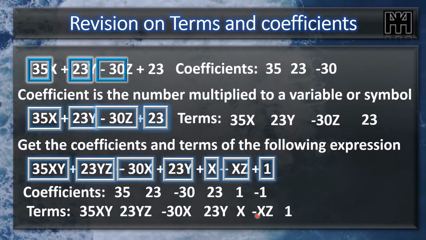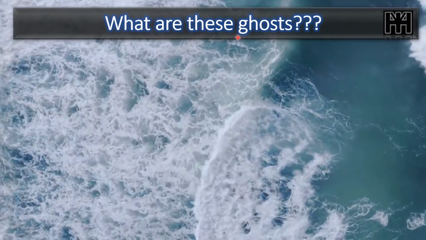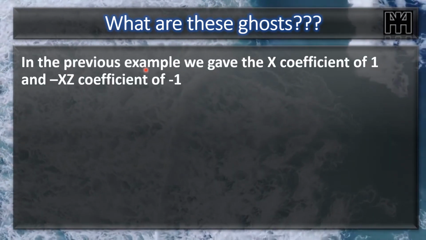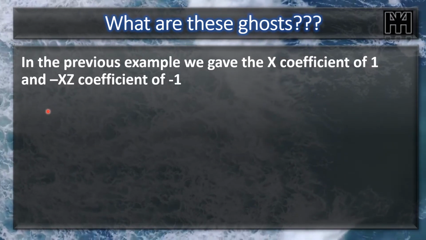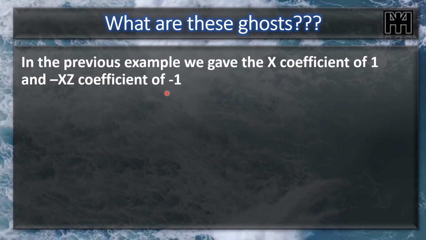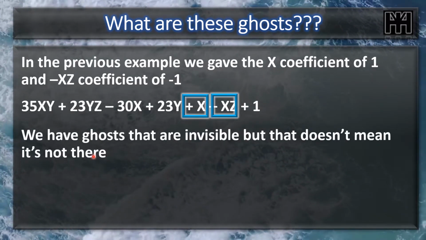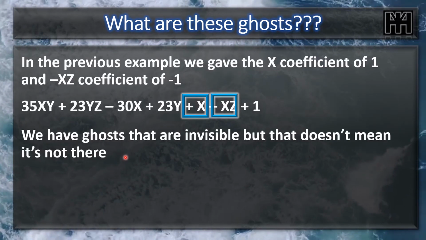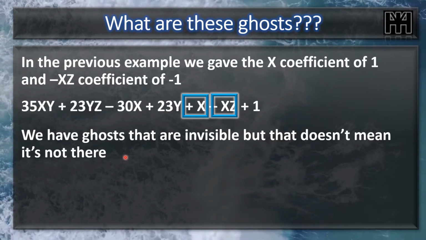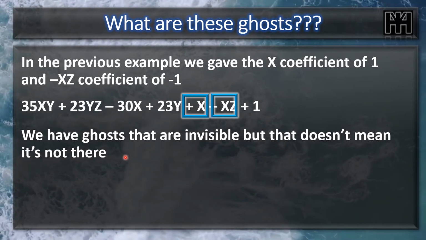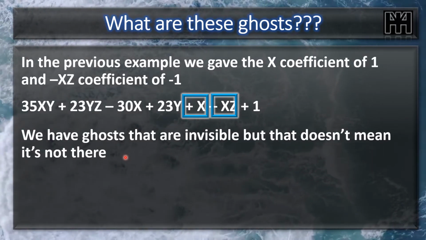Okay, let's investigate what's happening here with the x and negative x. What are these ghosts? In the previous example, the coefficient of x was 1, and the coefficient of negative xz was negative 1. You have ghosts. Ghosts are invisible, but that doesn't mean they are not there. They are there, but we can't see them. We can't see them with our eyes, and they can't affect us, and we can't affect them.